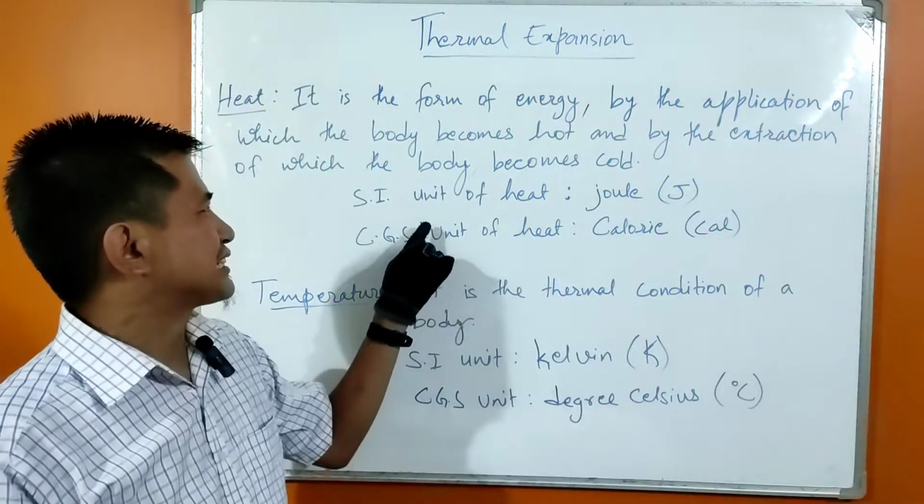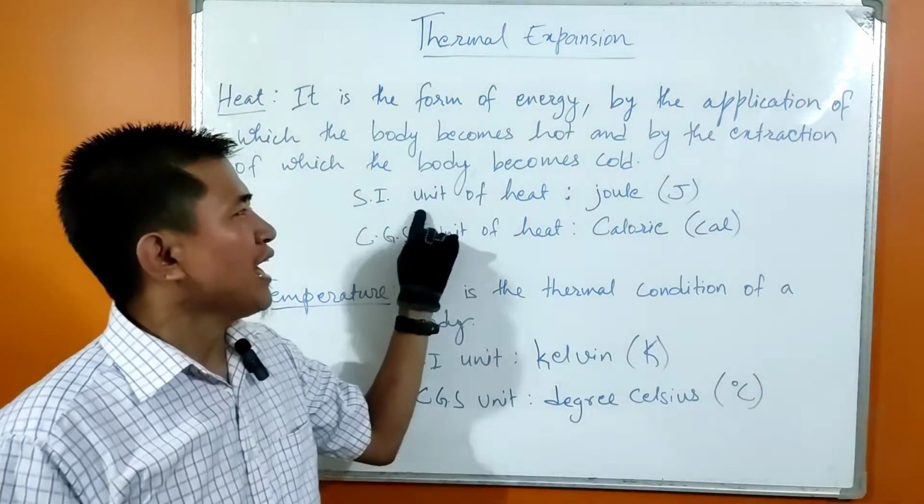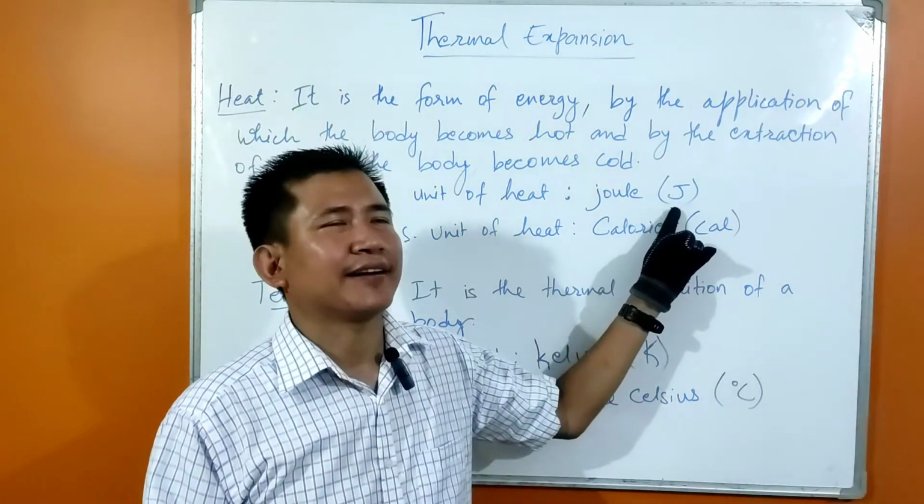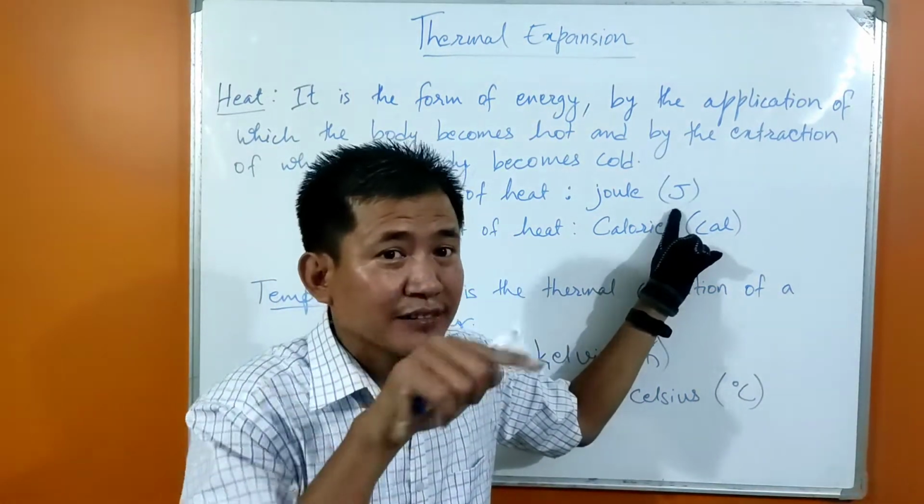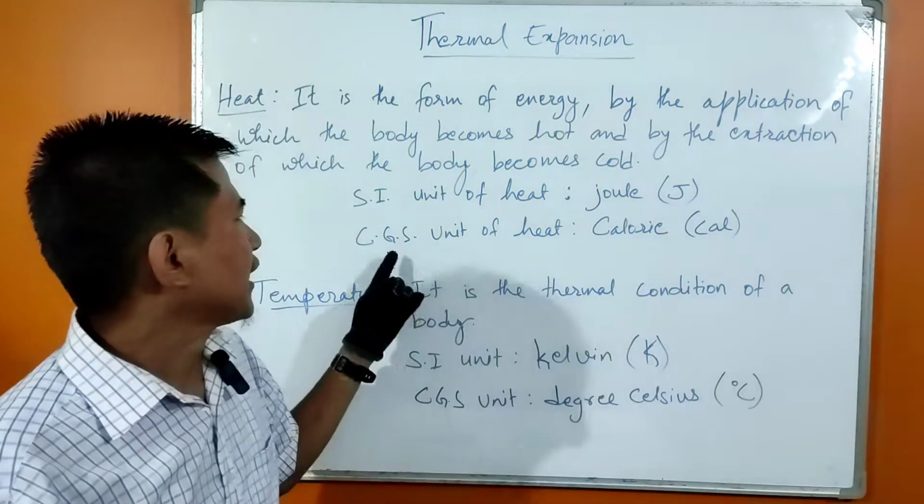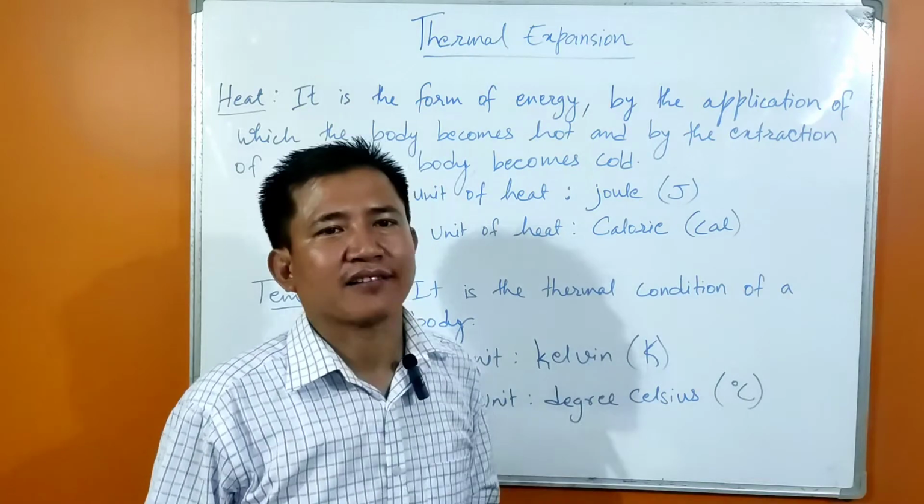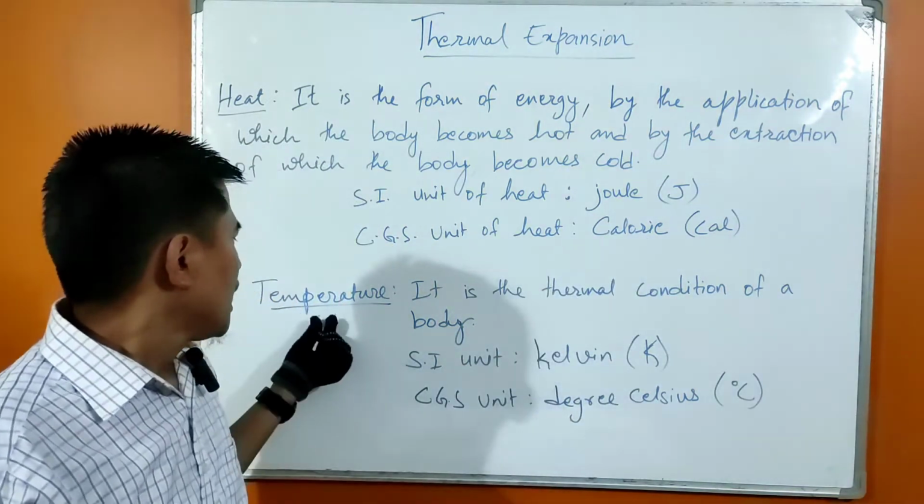Now let's see the unit of heat. The SI unit of heat is joule, and its symbol is capital letter J. And the CGS unit of heat is calorie, CAL. Okay, temperature.